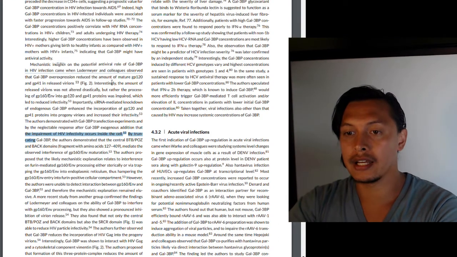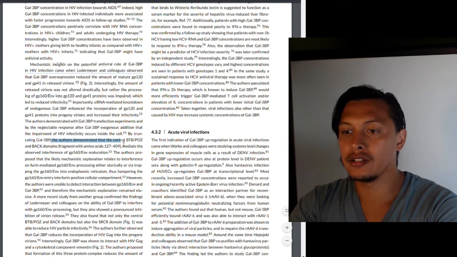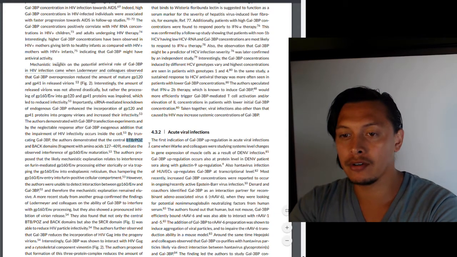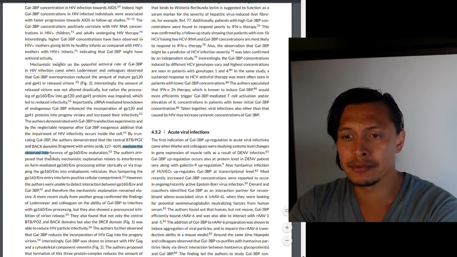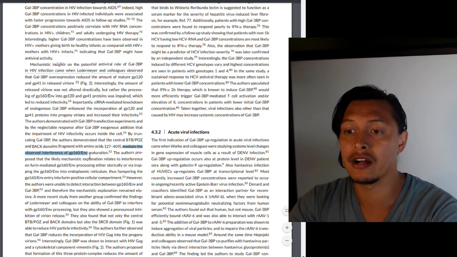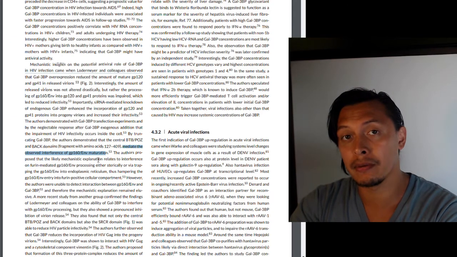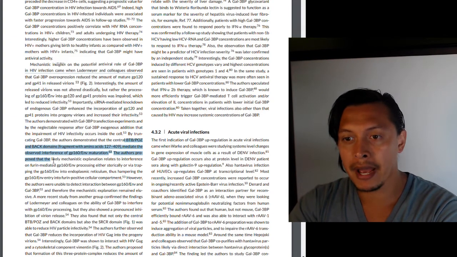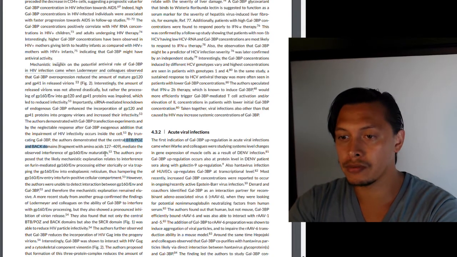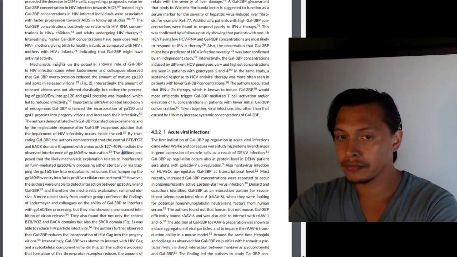By truncating Gal3 BP, the authors demonstrated that the central BTB-POZ and BACK domains, which is this particular fragment, mediate the observed interference in the GP160 envelope maturation. So it doesn't require the entire galectin-3 binding protein, it just requires these BTB-POZ and BACK domains, which is between 127 and 409. Interesting.